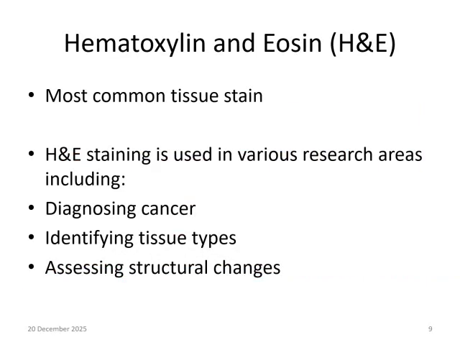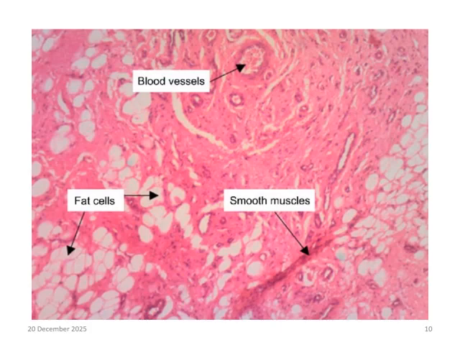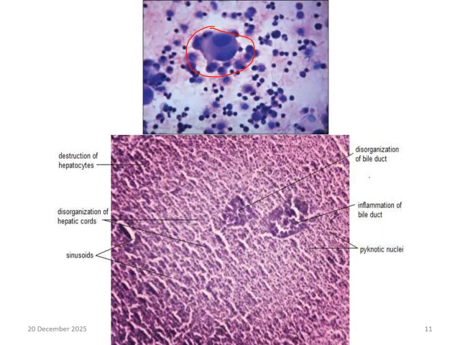Hematoxylin and eosin, H and E. Most common tissue stain. H and E staining is used in various research areas, including diagnosing cancer, identifying tissue types, assessing structural changes. You can see blood vessels, fat cells, and smooth muscles. Now you can see cancerous cells.